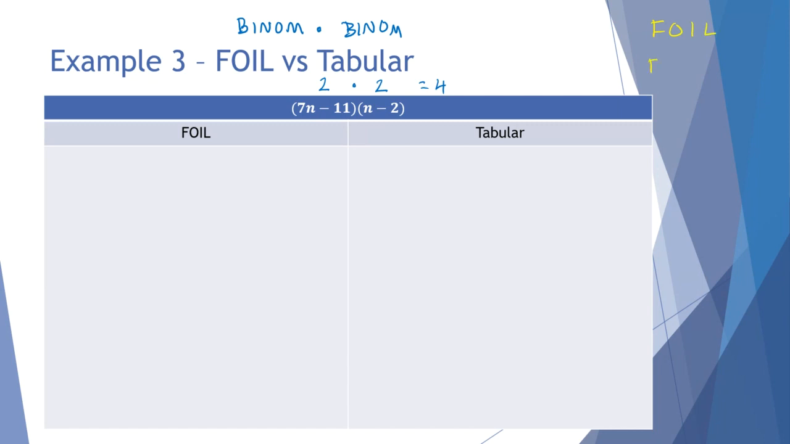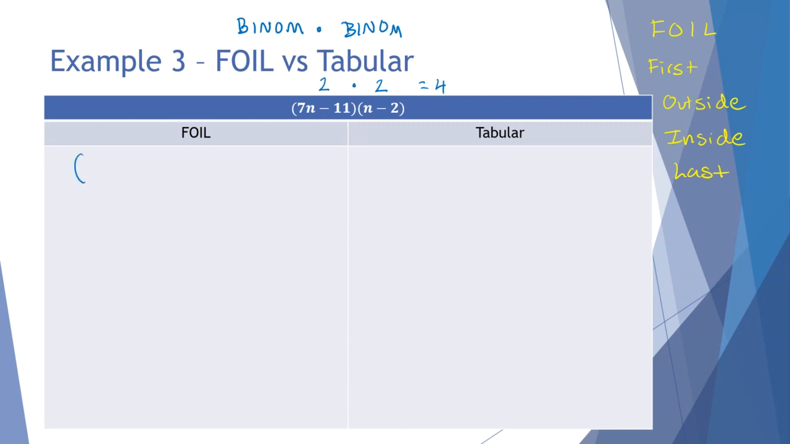is an acronym. It stands for first, outside, inside, and last. It's about the shape when you're multiplying. So it makes what I call the FOIL face.